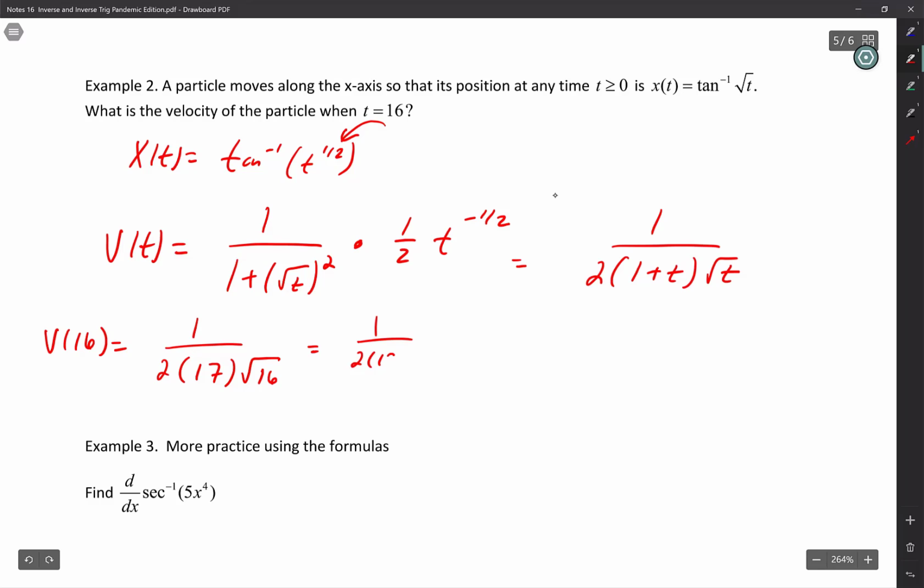Let's see. I'm going to do it with no calculator. 34 times 4, 30 times 4 is 120, 4 times 4 is 16, 120 plus 16 is 136. Is it 136? I could be wrong. You guys let me know.